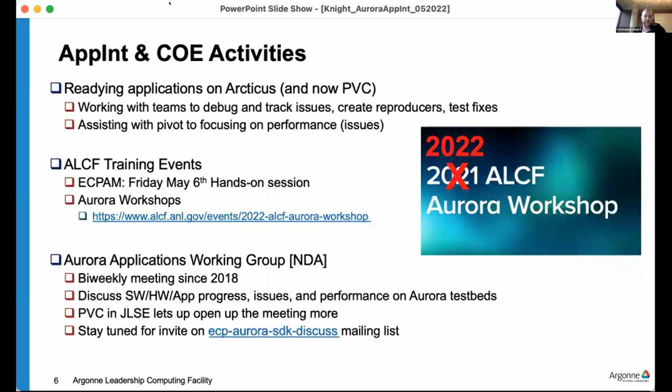To finalize, APID staff, in addition to engaging with the teams, are really working closely with them to debug issues. Initially, we were focused on functionality. We've now pivoted to performance, and we're going to pivot again to full node architecture utilization. We're involved in multiple training events. For those who have access to the JLSE testbed, we will be doing a hands-on session tomorrow where many of the APID team members will be participating and helping out, in addition to the upcoming workshop.